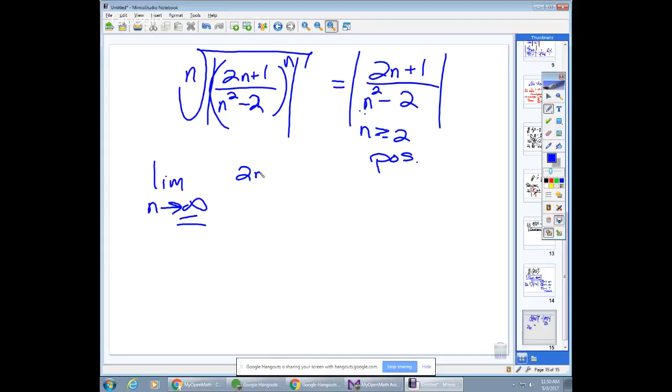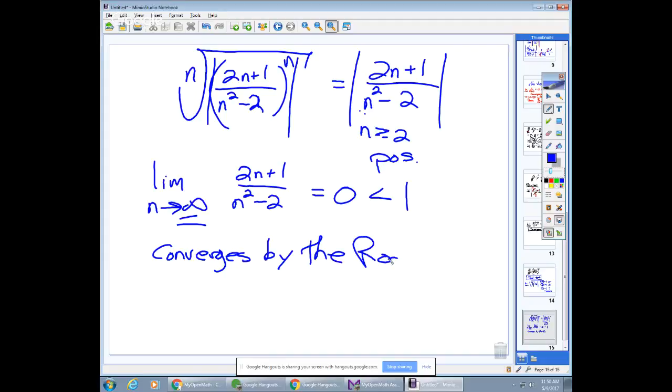So now I consider, okay, what's 2n plus 1 over n squared minus 2 doing for big n's? It goes to 0, right? 0 is definitely less than 1. So this converges by the root test. It's also absolutely convergent, which means convergent in absolute value, right? Which means I can rearrange the terms if I want. I usually don't want to, but it's a thing.